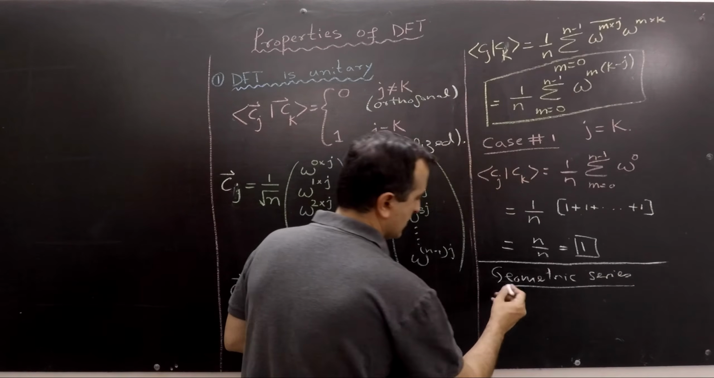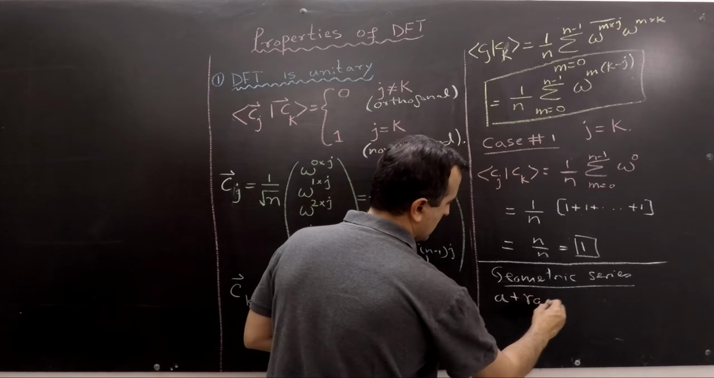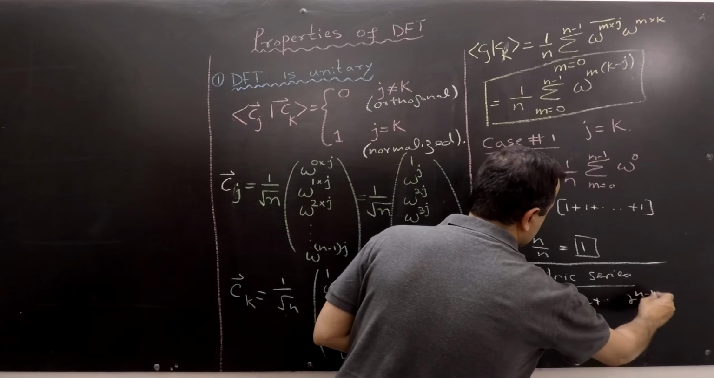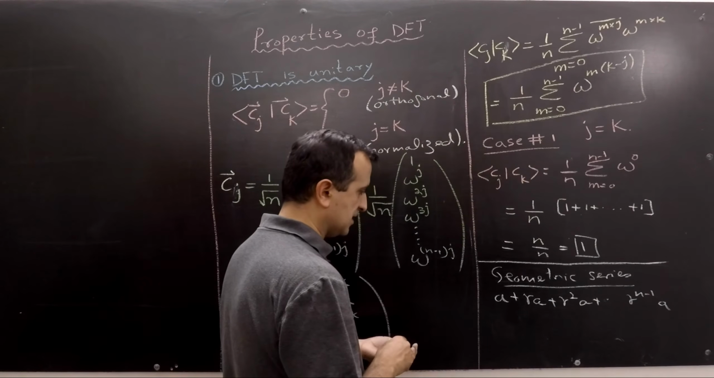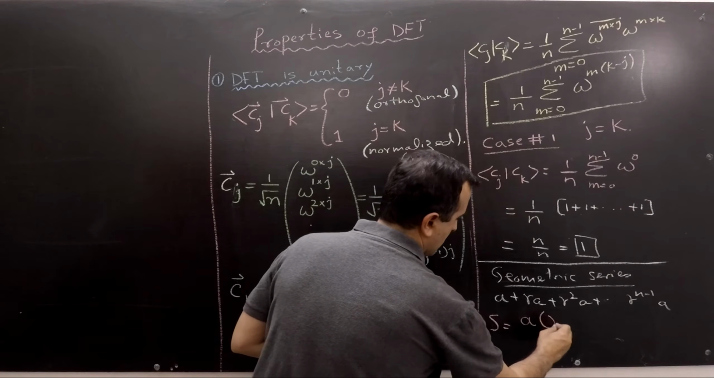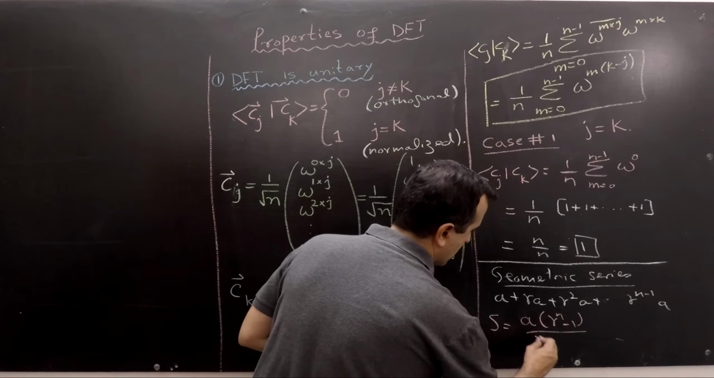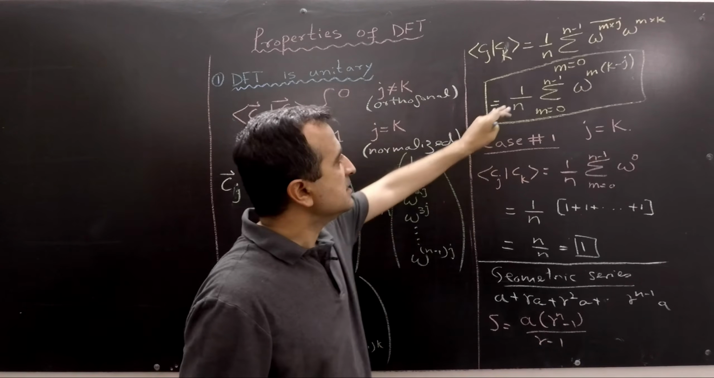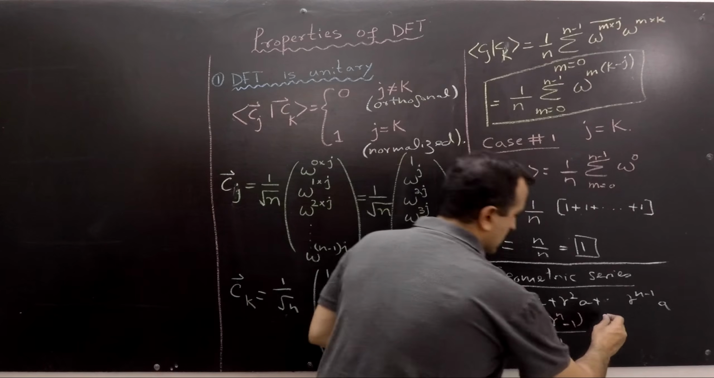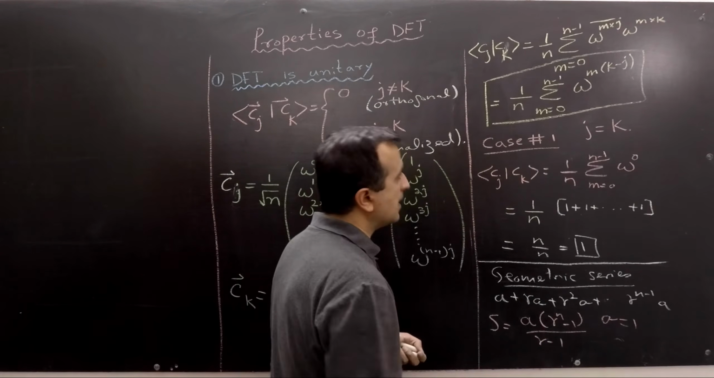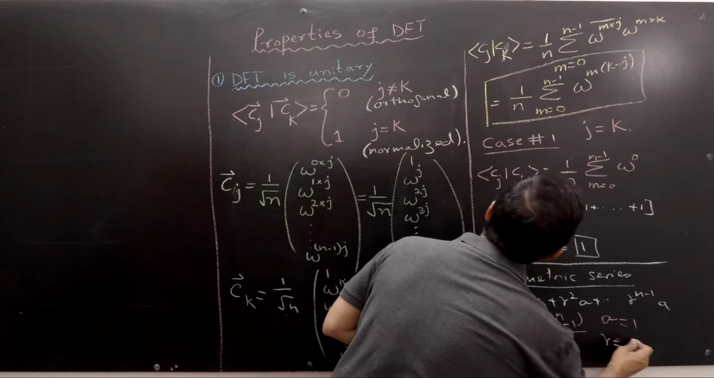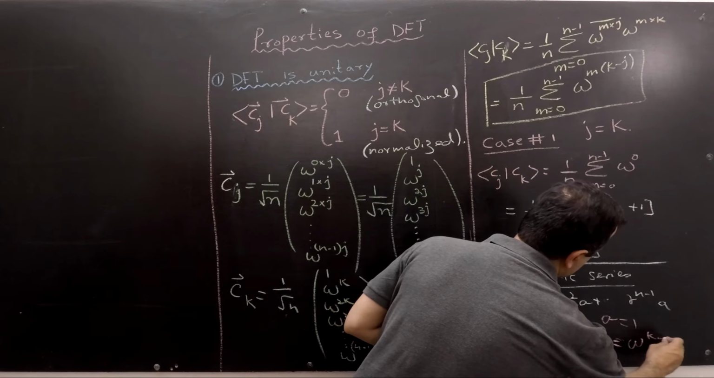So when we have a plus a r plus a r square up to a r^(n-1), then the sum of such a geometric series is equal to a (r^n - 1) divided by (r - 1). In this case, our a is equal to 1 and our r is equal to omega^(k-j).